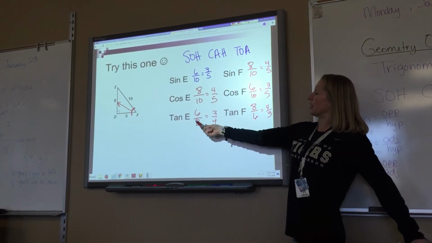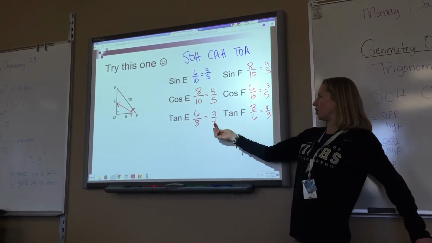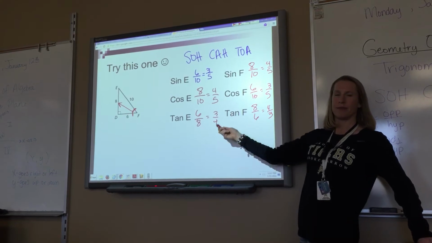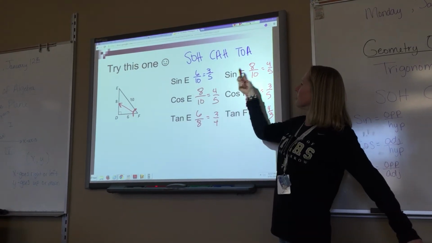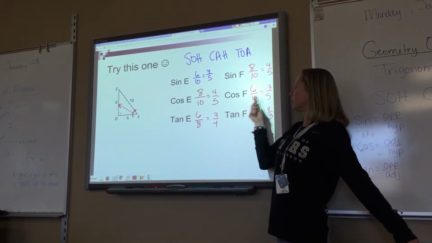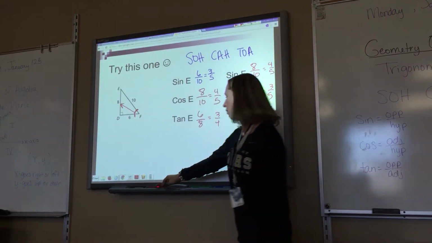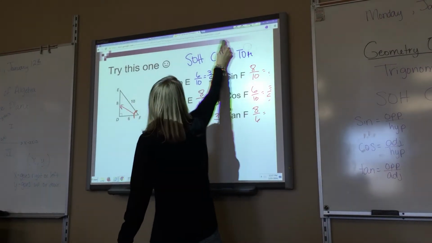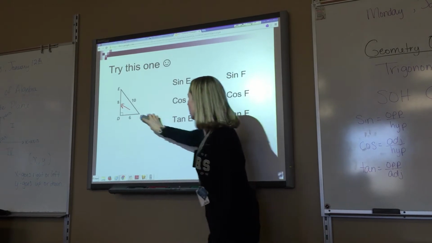Do you notice that the tan of E and the tan of F are just the reciprocals of each other? Cosine of E is the same as sine of F. Sine of E is the same as cosine F. It always works that way. Okay, let's get into the fun stuff. You ready to use your calculator?